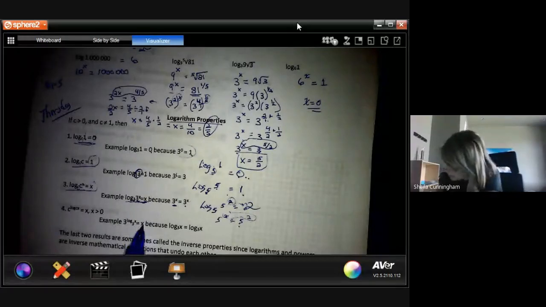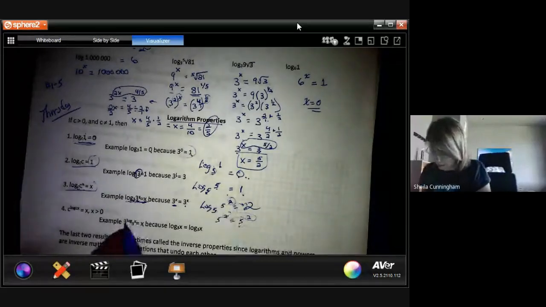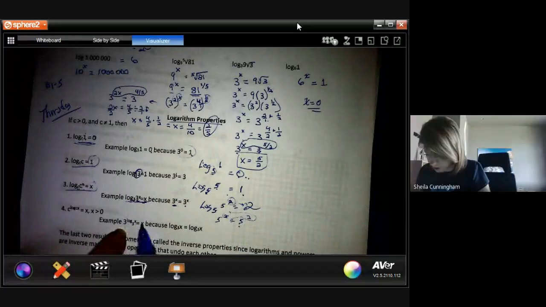Well, this one takes us a little bit beyond what we've been working with. But convert this the other way this time. So let's think about this. This is in exponential form. Now what I want to do is put this into logarithmic form.